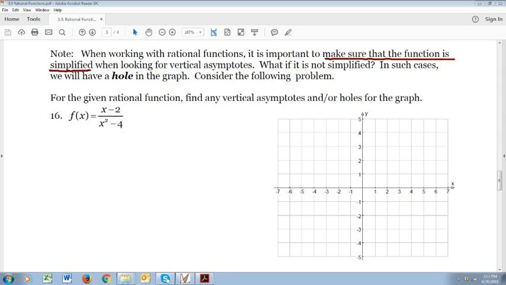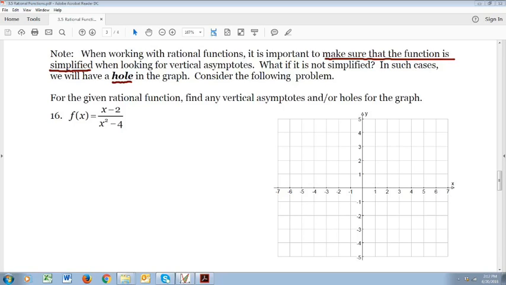So let me highlight that. So we want to make sure the function's simplified, and if it's not simplified, in a case like this problem here, we're going to have a hole in our graph. So let me show you how this works. So it says for the given rational function, find any vertical asymptotes and/or holes for the graph.